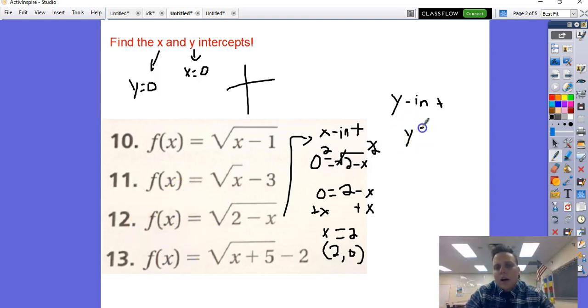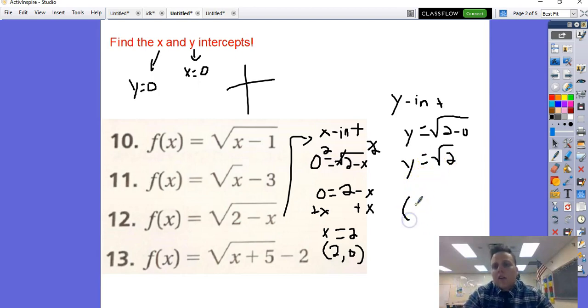So we're just going to say y is equal to the square root of 2 minus 0. And y is equal to, what is 2 minus 0? Well, that's just 2, so y equals square root of 2. Now, can you take the square root of 2 and get a whole number? No. So we're just going to leave it as the square root of 2.